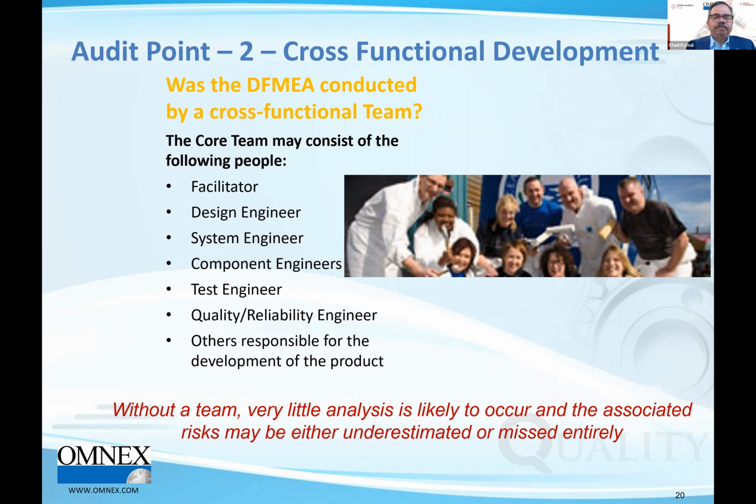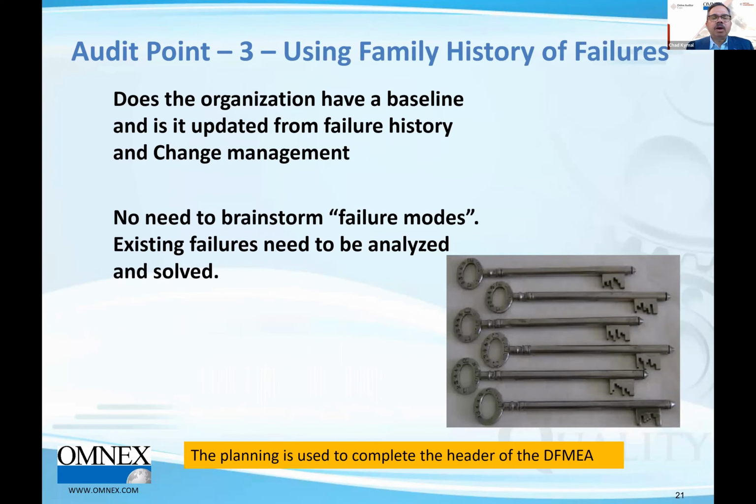So is there a core team? You might even have to bring a supplier in because that's a lower level, okay? Maybe you need to bring in a higher level, but that's a customer, so it might be difficult. But especially this AIAG-VDA DFMEA is going to need a good cross-functional team: design engineers, system engineers, component engineers for the lower level, and so on. What's the point? That without a team, very little analysis is likely to occur, and the associated risks may be either underestimated or missed entirely. So folks, please audit for that.